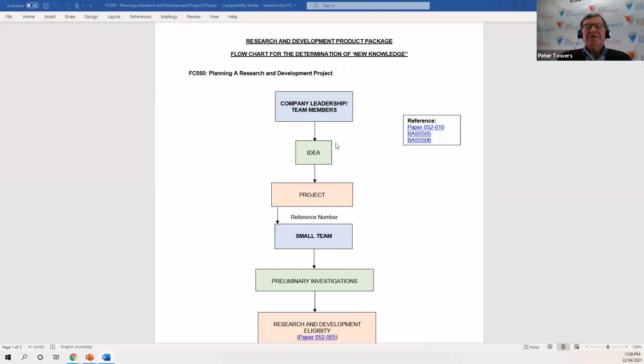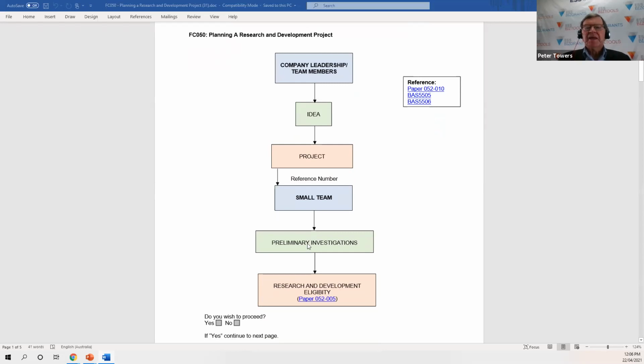So the concept within research and development normally starts with someone getting an idea. It could be the team leader, it could be the team junior. It doesn't really matter. They've come up with an idea, and the leader might then decide that there's going to be a project. There's going to be a small team put together to do some preliminary investigations. And at the end of that, we're going to look at the research and development eligibility. And that's a separate paper, but that paper will say the eligibility is for a company. And primarily what we're going to be talking about today is for companies with turnovers under $20 million.